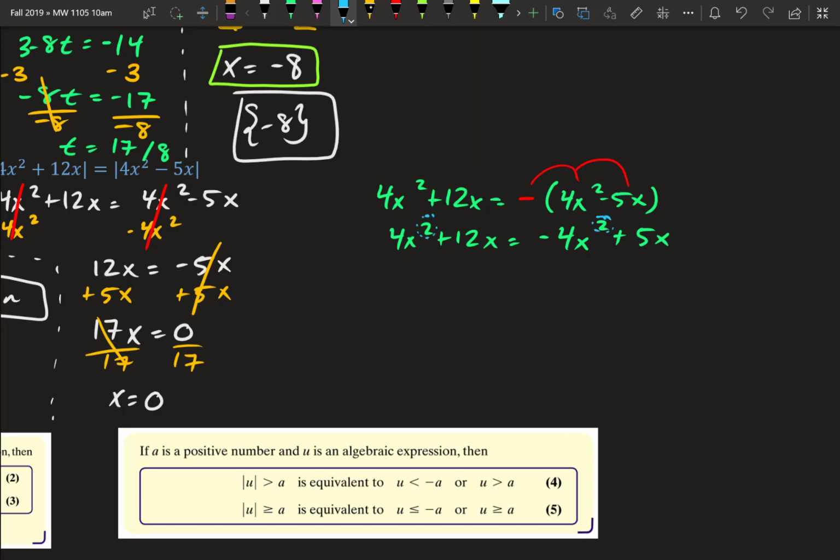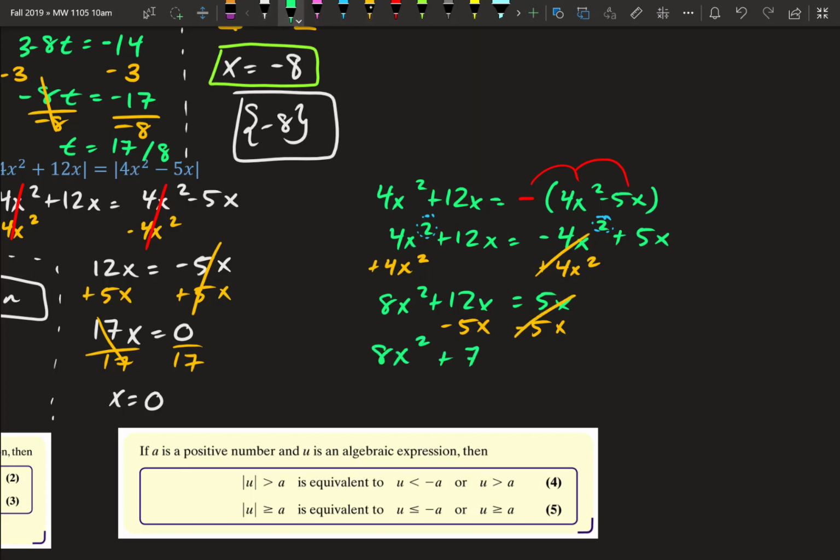Anytime we have something that is squared, we want to get the whole problem to equal 0. So what I mean by that, I'm going to add 4x squared to both sides. So we're left with 8x squared plus 12x equals 5x. And then I'm going to subtract 5x from both sides. And we have 8x squared plus 7x equals 0. So that's what I mean by setting it equal to 0. Move everything over to either the left or the right side.